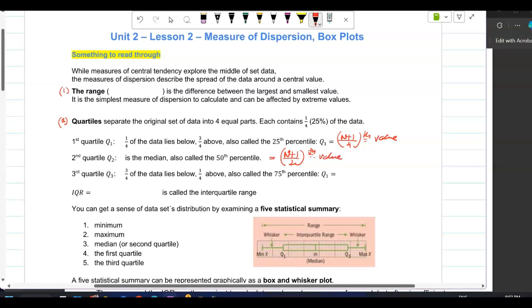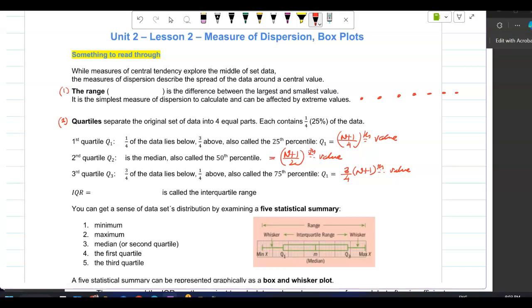And how do you find the upper quartile? What is n? N is the number of terms. So, for example, if you have 7 terms, 1, 2, 3, 4, 5, 6, 7, arranged in ascending order, what will your median be? (N plus 1) over 2, 7 plus 1 over 2, so the fourth value: 1, 2, 3, 4.